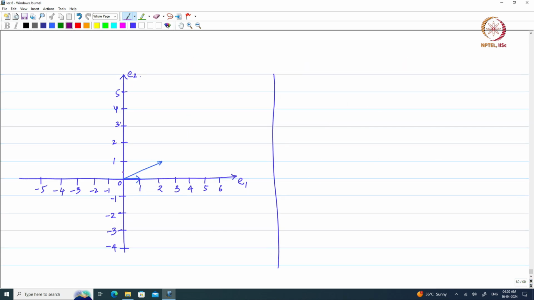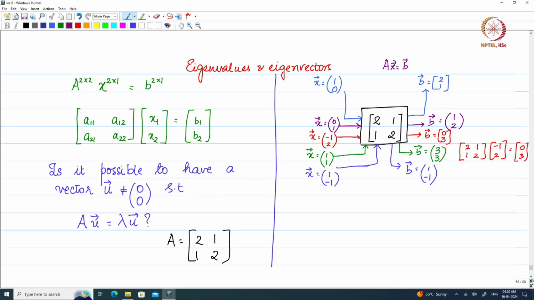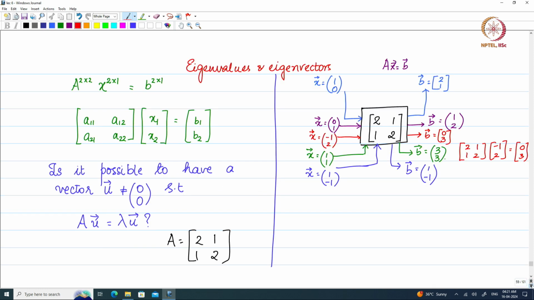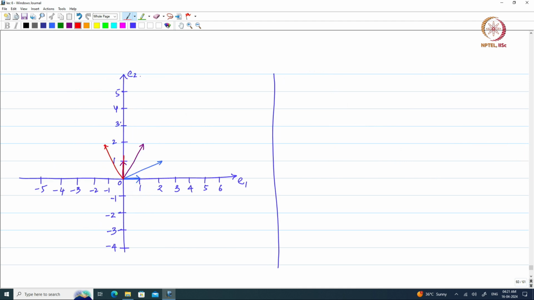So, I have this 0 1 vector. The 0 1 vector was along this direction. This is the 0 1 vector, and that got thrown to 1 2, right. And the third vector that we looked at was minus 1 2 which went to 0 3. Let us look at minus 1 2. Minus 1 2 was basically this vector, and that went to 0 3. 0 3 is along this direction.